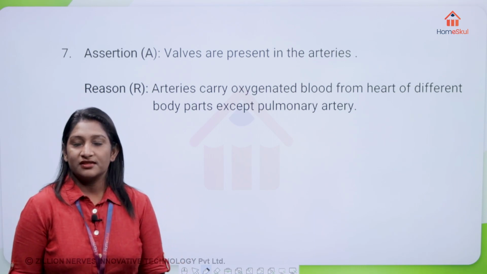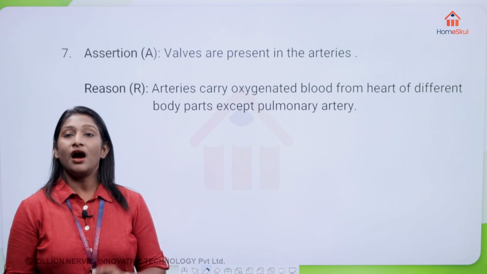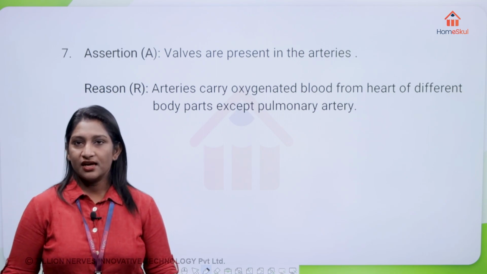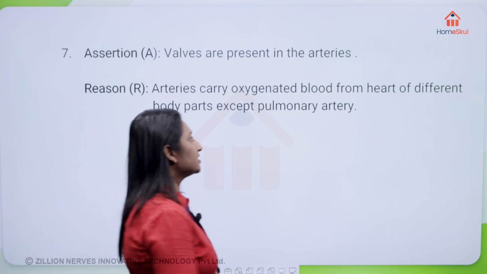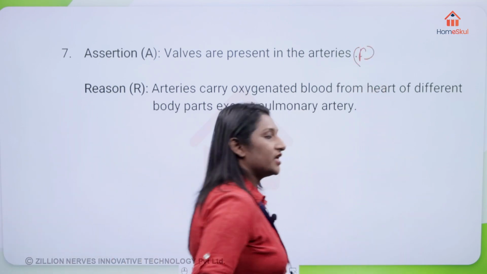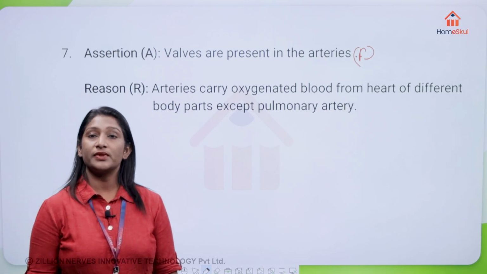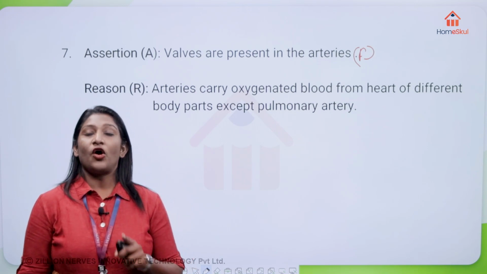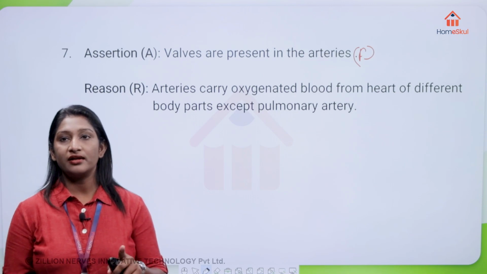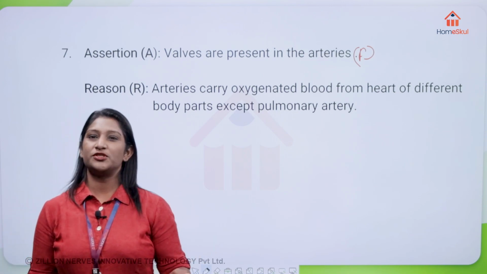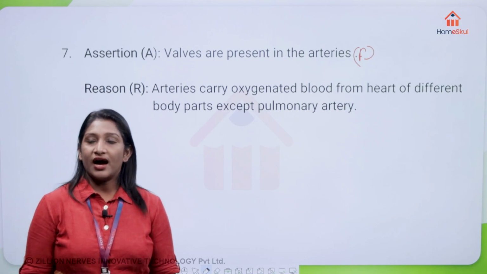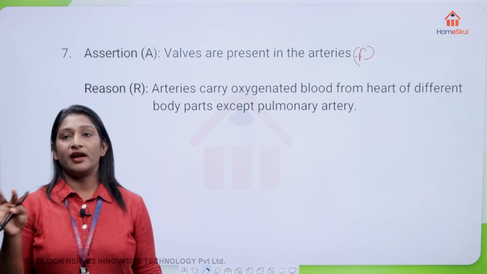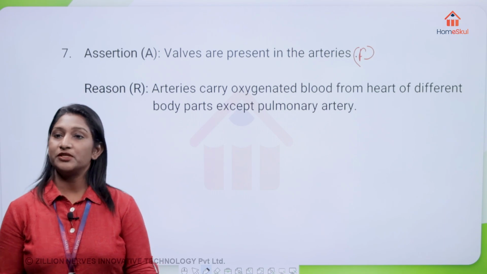Again, about the valves. Valves are present in arteries. Correct or wrong? Valves are present in arteries. Yeah, this is false. Valves are only present in veins. Okay, then, arteries carry oxygenated blood from the heart to different body parts except the pulmonary artery. All the arteries carry oxygenated blood from the heart to different parts of the body except the pulmonary artery.